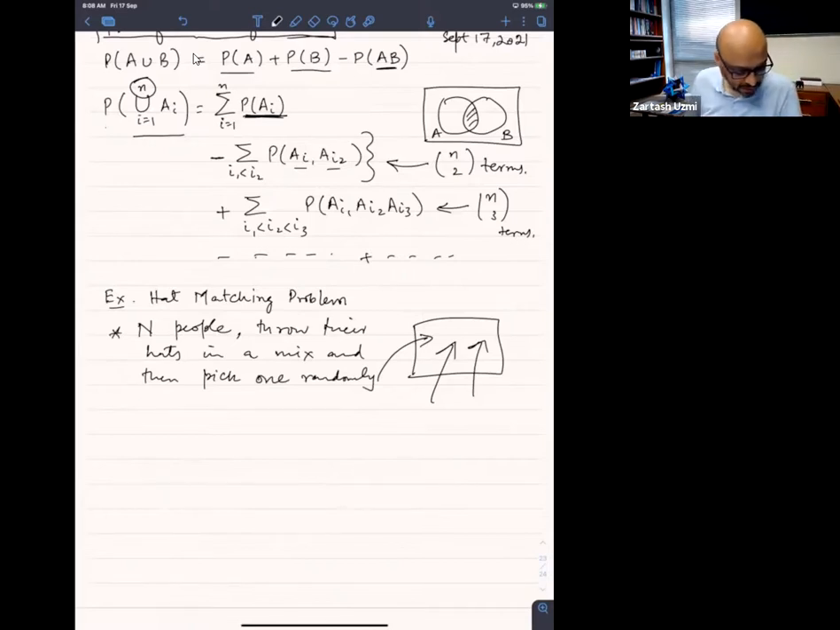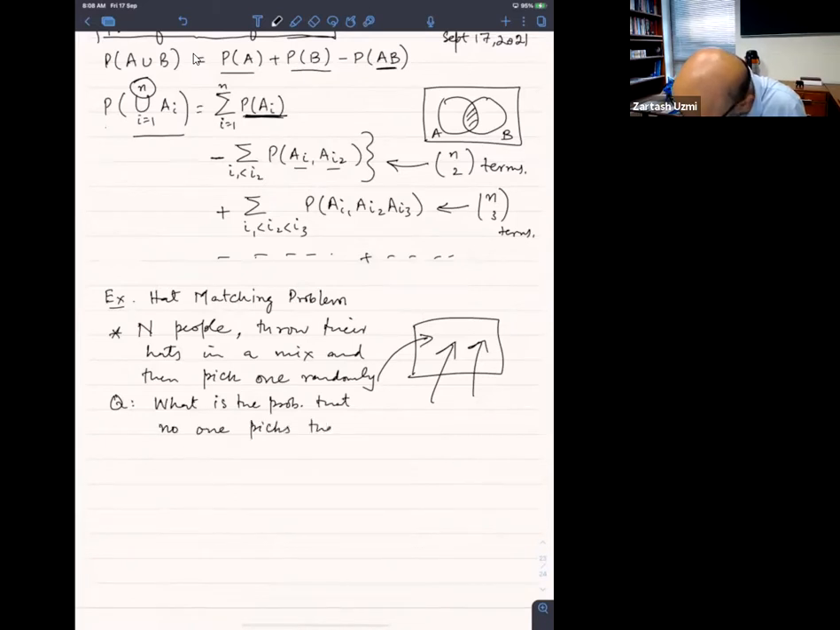The question has not been asked yet. So the question is, what is the probability that no one picks their own hat? This would be very easy to answer if you have only two people. If there are only two people, this is very, very easy to answer. What would be the probability? If you have just two people, what would be the answer?